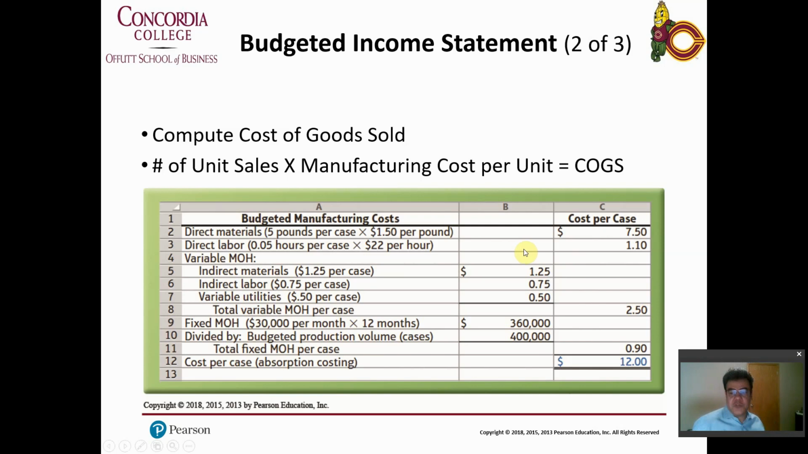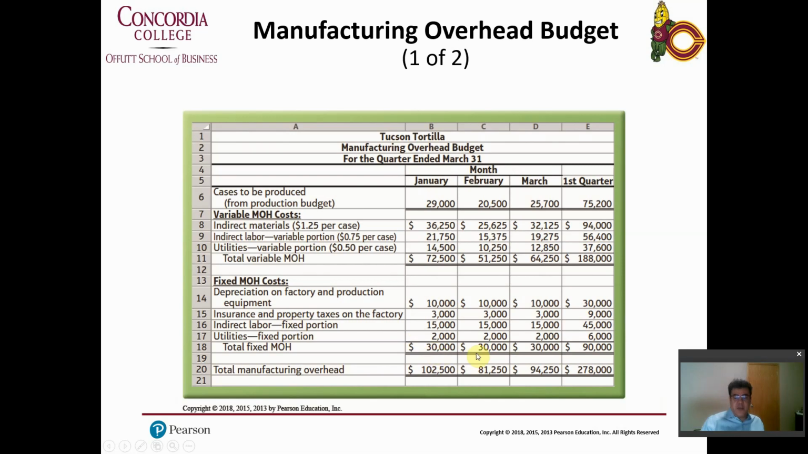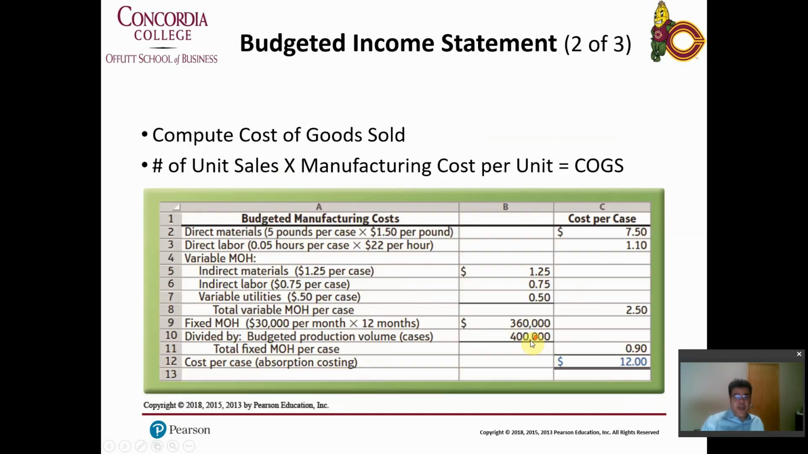So direct materials, $7.5, that is 5 pounds per case times 1.5. Direct labor, 0.05 hours times 22, so 1.10. Our variable manufacturing overhead, 2.5. And then our fixed, 30,000 per month. They are here, 30,000 per month times 12 months, divided by budget production volume of 100,000, 0.9. So our cost per case is $12.